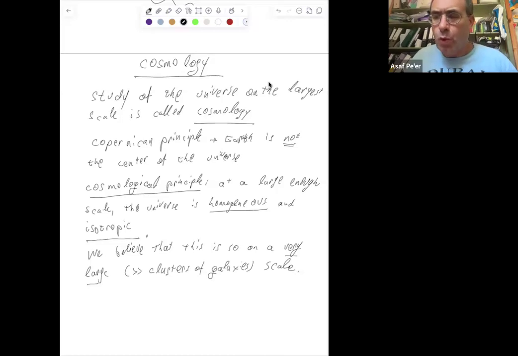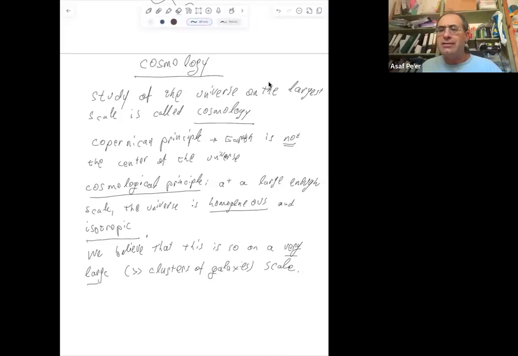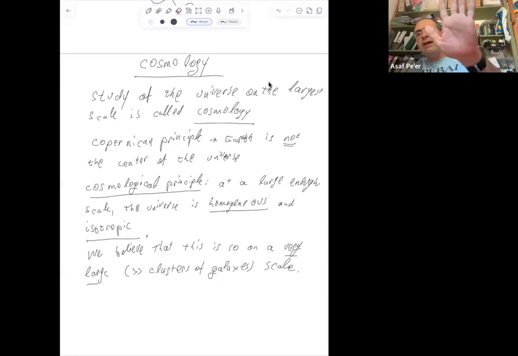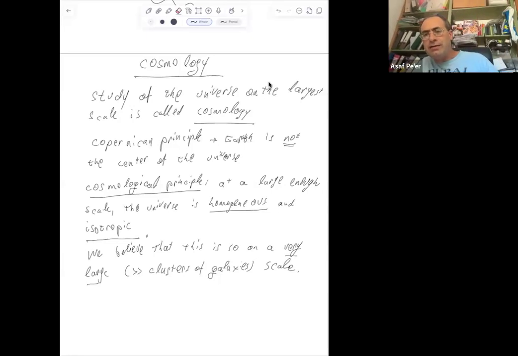Why do we believe that? I mean, this is science. It's not about belief. Why do we think so? There are various hints that tell us that. A few is that, when there are surveys that look at galaxies around the sky, the distant galaxies, you see that they are roughly homogeneous and isotropic in the far universe.